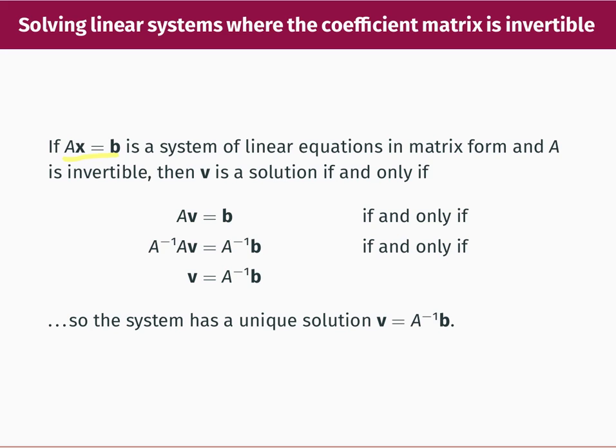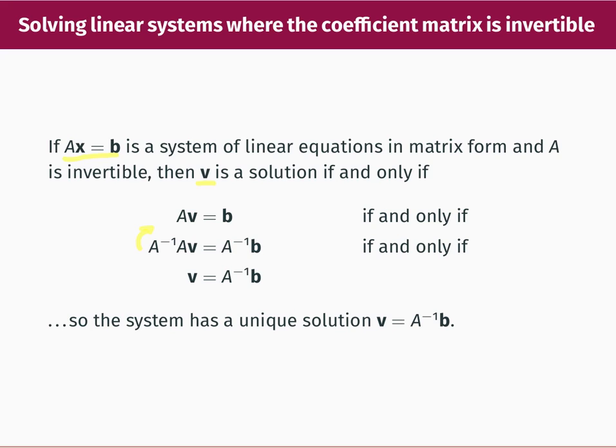The reason for that is that a vector v of numbers is a solution if and only if Av equals b. That's just the definition of being a solution. But then you could left multiply this by the inverse of A to get A inverse Av equals A inverse b. So certainly Av equals b implies A inverse Av equals A inverse b. And you can also go in the other direction, because you can multiply on the left by A to go from this back to here. But this second line is true if and only if v is equal to A inverse b, because A inverse Av just equals v again. So in other words, v is a solution if and only if v is equal to A inverse b.